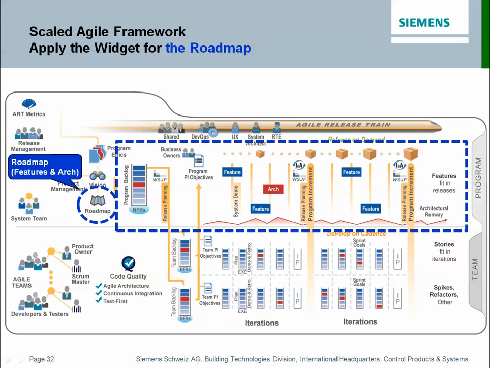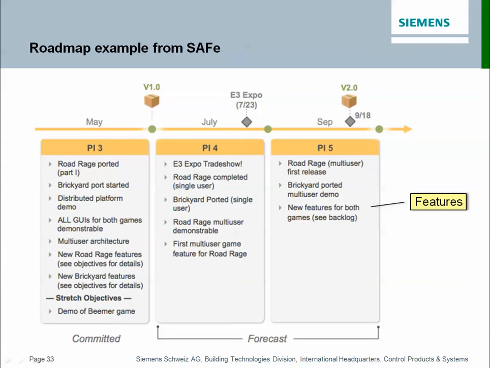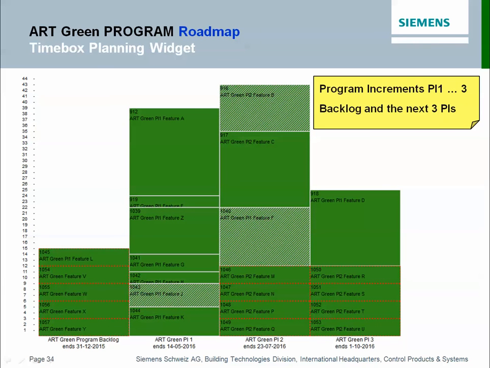So let's start with the roadmap. The roadmap is on level program. So if we have a look at SAFe, how does SAFe define the roadmap? Here we see PI3, that's Program Increment 3, PI4, and PI5. What you see in these boxes are the features, the system features. And that's how it looks like in SAFe. So this is how it looks like in the Timebox Planning widget.